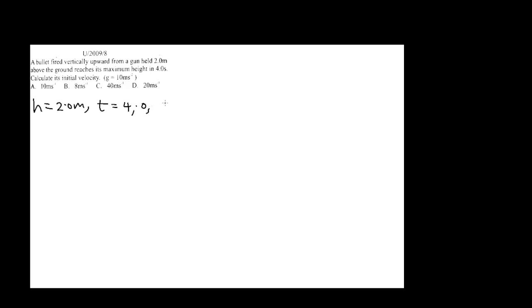Calculate its initial velocity. So we are looking for the initial velocity, and we have that the acceleration is 10 meters per second squared. So when you look at this scenario, we are strictly dealing with the kind of velocity that the body is launched with, for the body to get to its maximum height in 4 seconds.